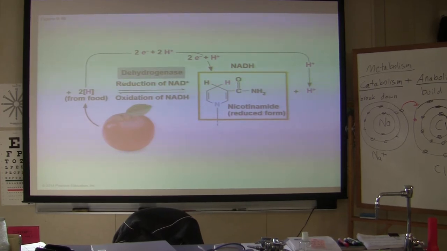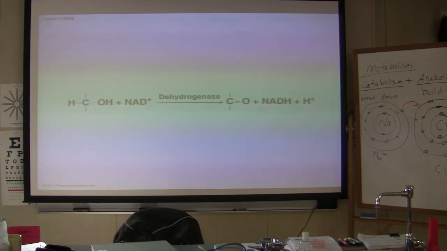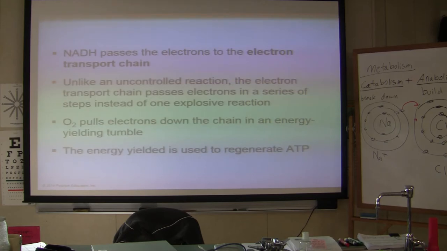Just all that food you eat, all that Brad Pitt we talked about. Because of one hydrogen, that's nothing. Well, let's talk about it. Dehydrogenase is the name of the enzyme that turns NAD to NADH. NADH passes through the electron transport chain, which we'll talk about later on in the semester.